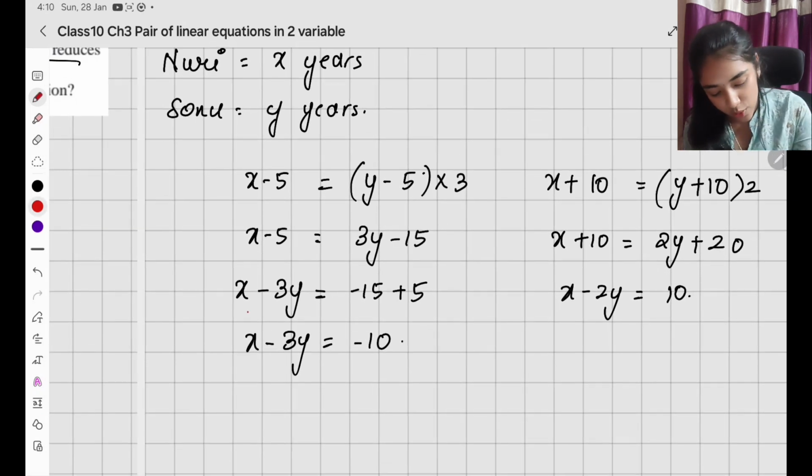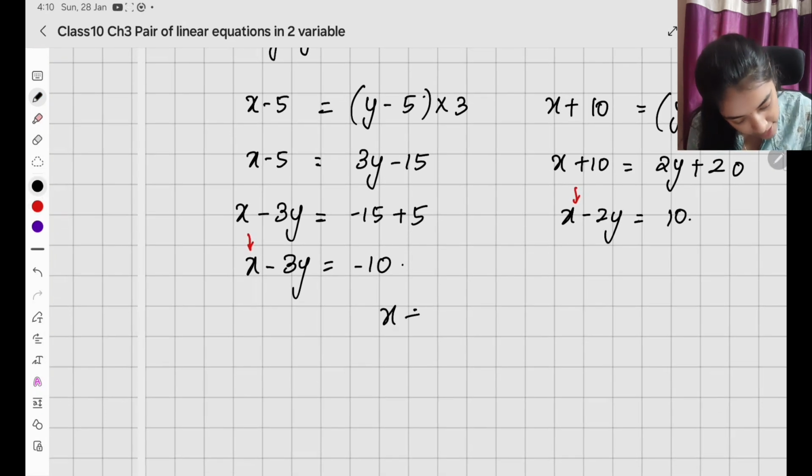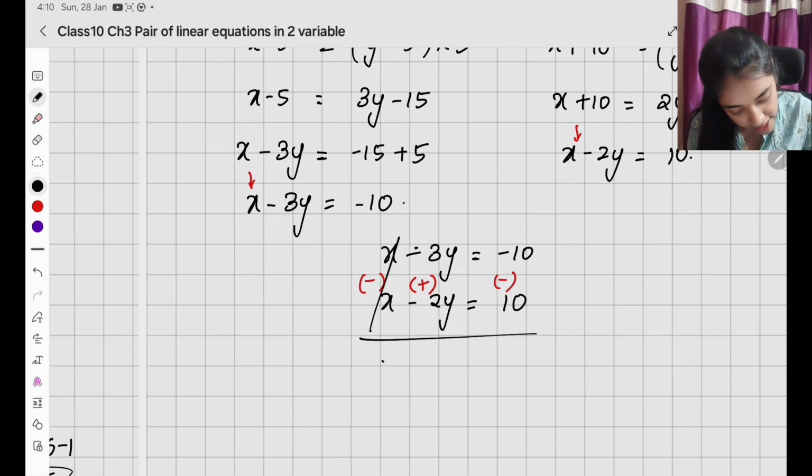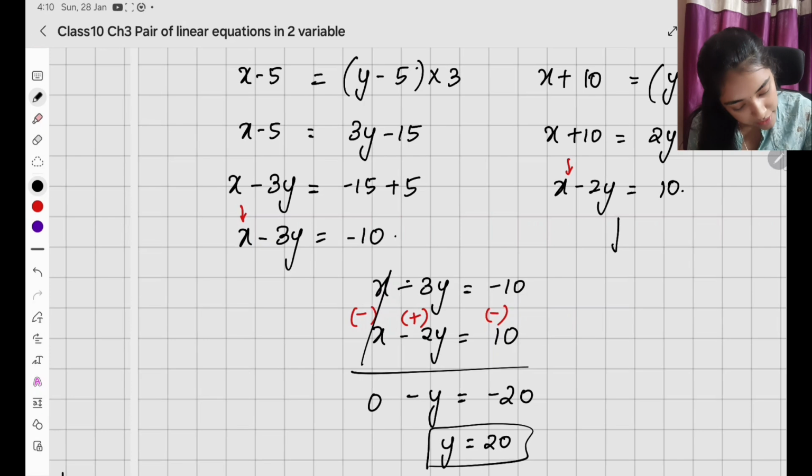Now there is x here and x here, so I am directly going to subtract. So I have x minus 3y equals minus 10 and x minus 2y equals 10. Now when I subtract these two, this becomes a minus, this becomes a plus and this becomes a minus. So x minus x gets cancelled, 0. Then minus 3y plus 2y is minus y, equals minus 20. So y equals 20. Now what is the x value? From here we have x equals 10 plus 2y. Whichever equation is simpler, you can take that.